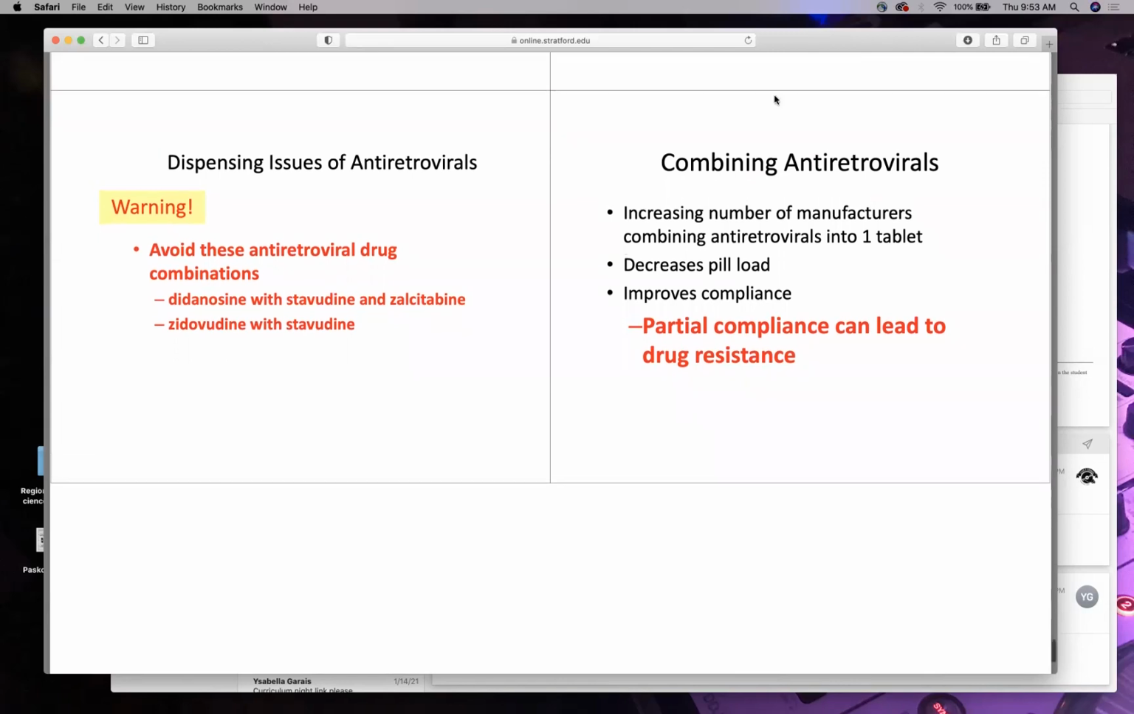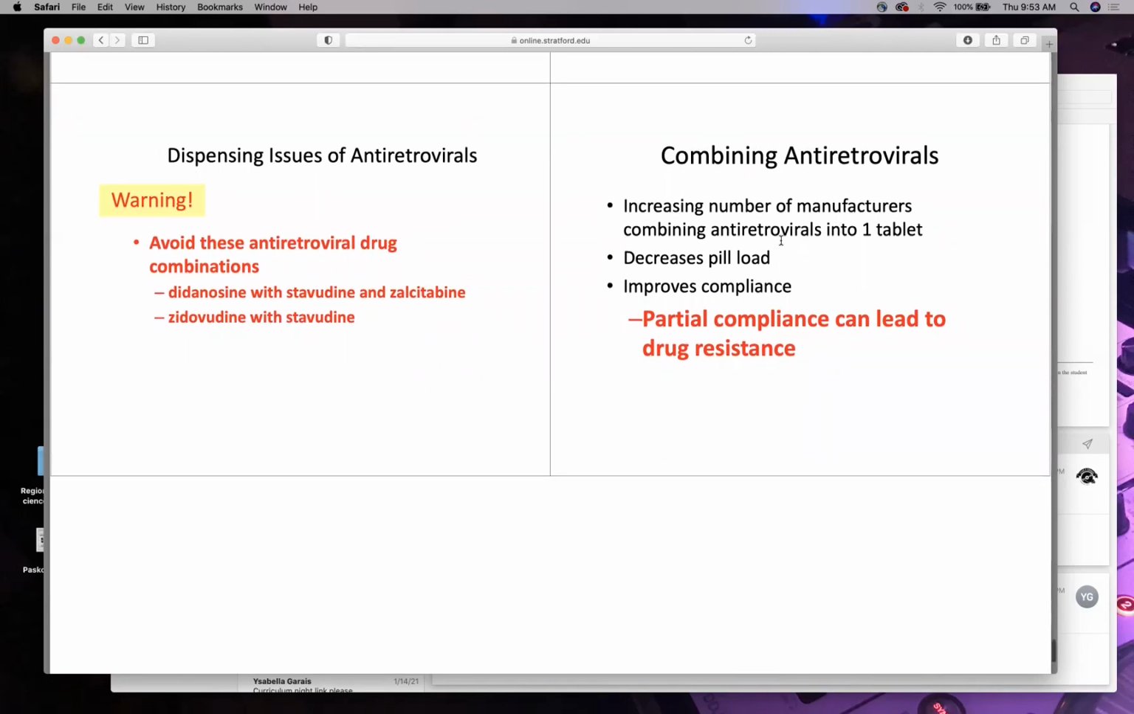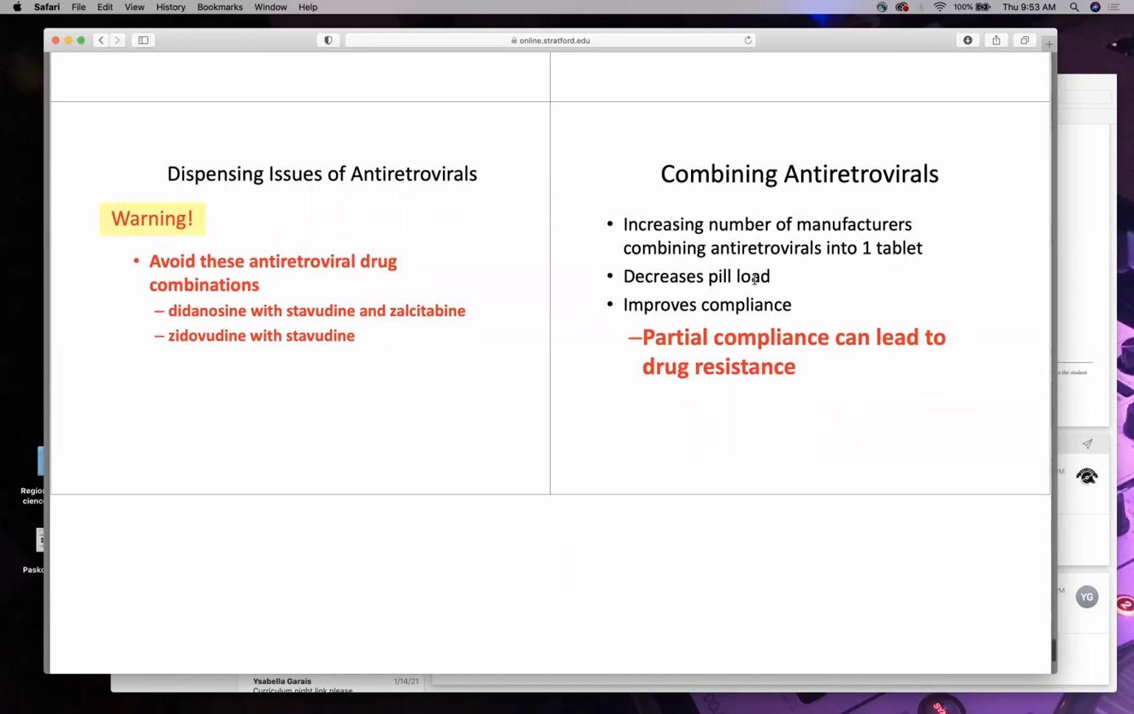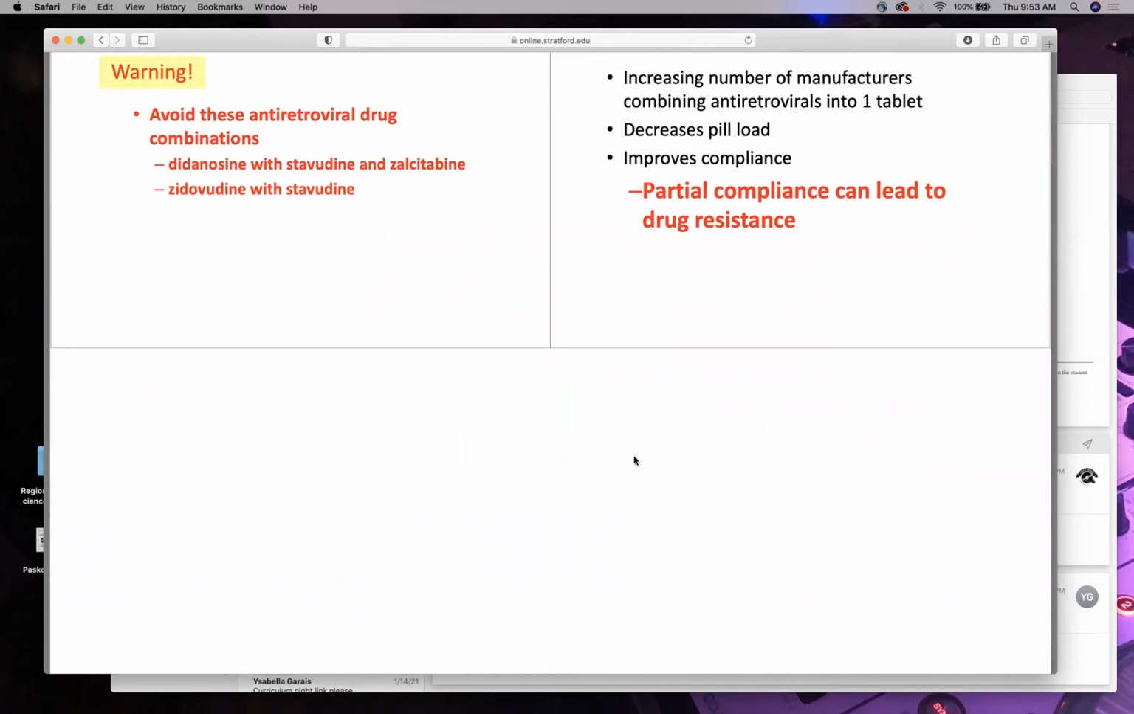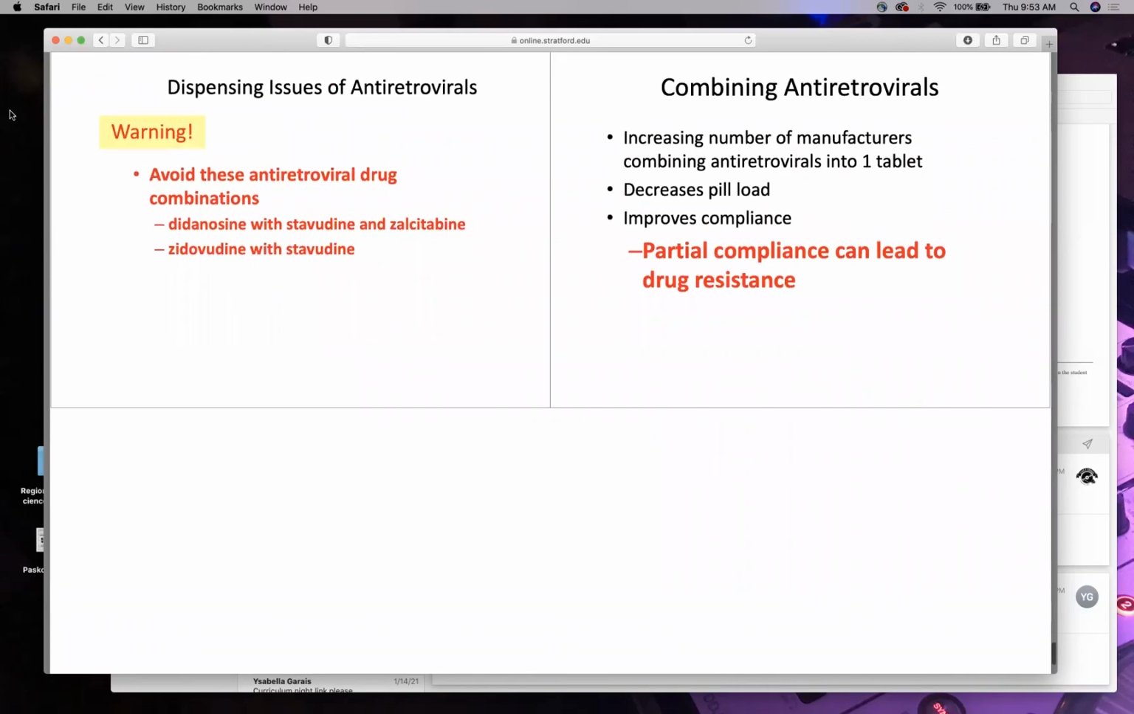Now, combining antiretrovirals is a classic strategy for HIV. Like I told you, AZT is a single drug, but it comes in a cocktail form with 2 other drugs, right?